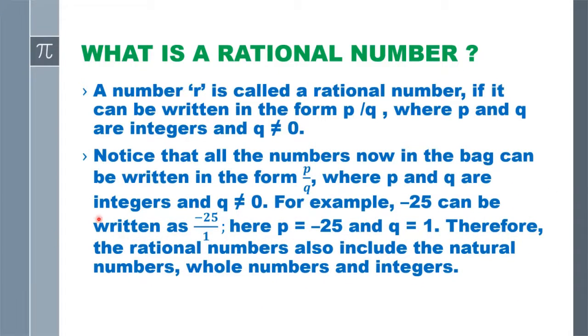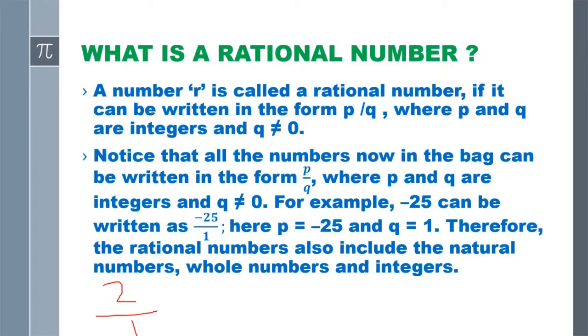Now, notice that all the numbers in the bag can be written in the form p by q. So, we saw natural numbers, whole numbers, every number can be written in the form p by q. Now, let me explain how a natural number can be written in the form p by q. Take a natural number 2. Now I want to write it in the form p by q. It means I must have a denominator. Here is the denominator 1. 2 by 1 is 2.